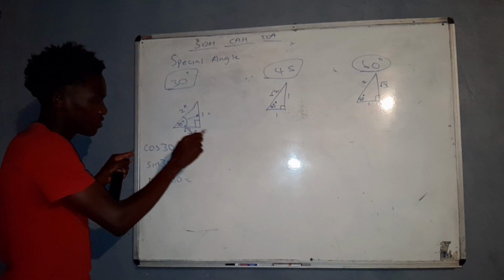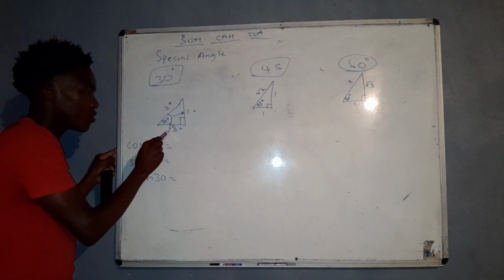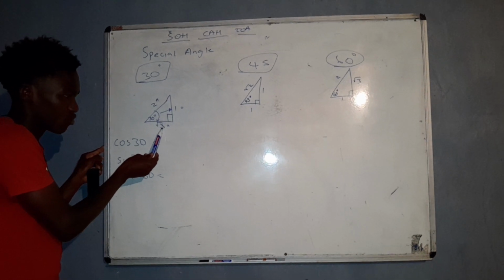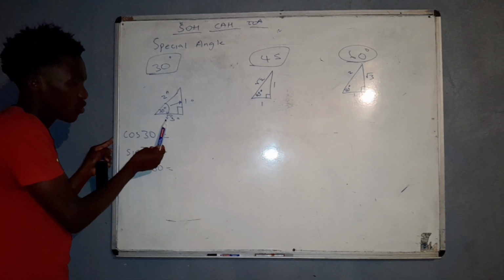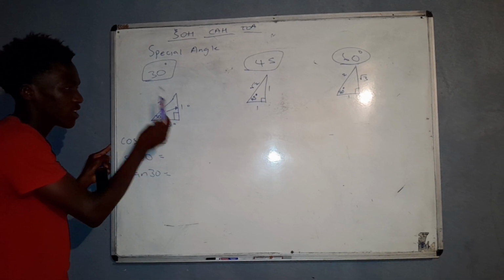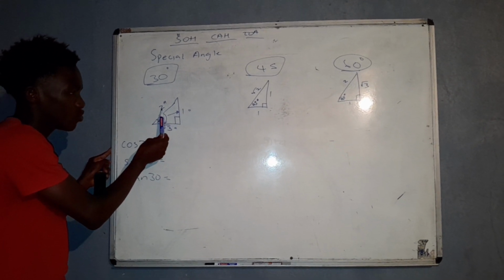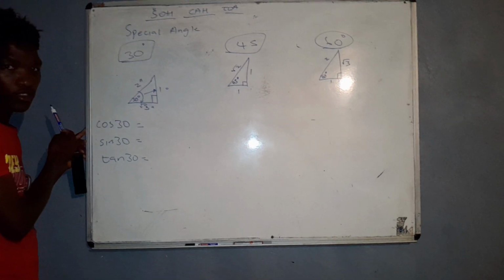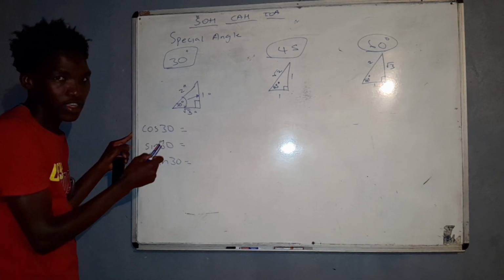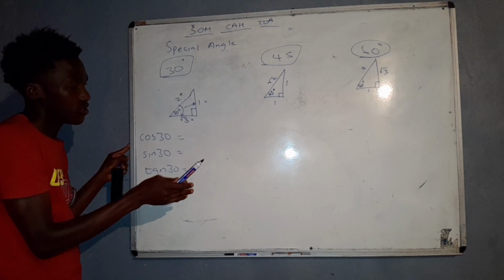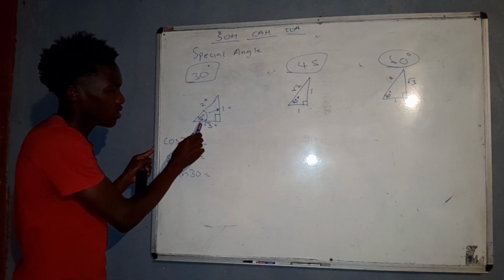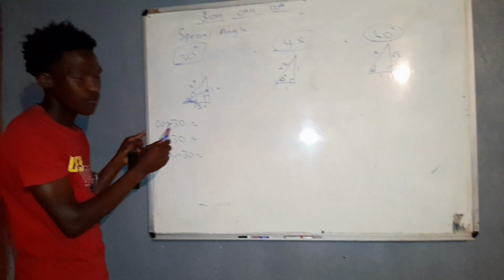You draw this right angle triangle. Your adjacent side, please note, is the square root of 3, the opposite side is 1, and 2 is the hypotenuse. These numbers are constant, they do not change when we are dealing with the angle of 30.